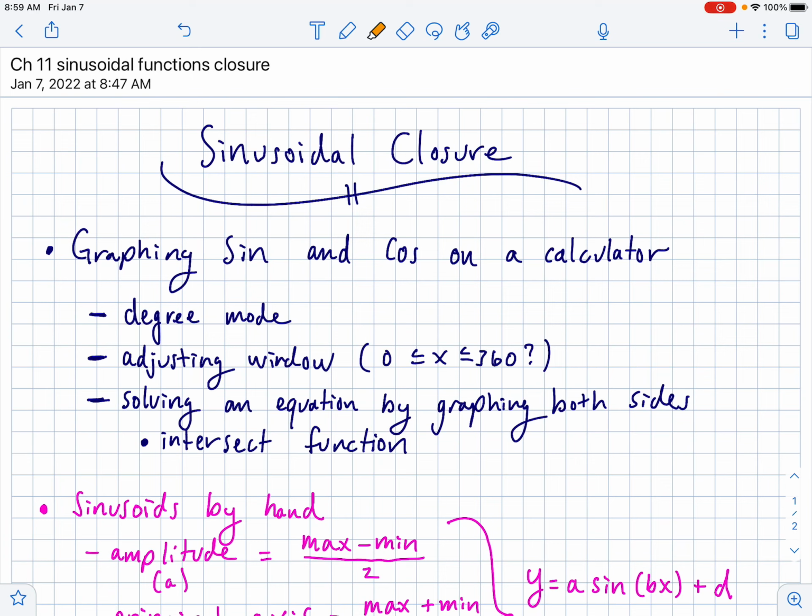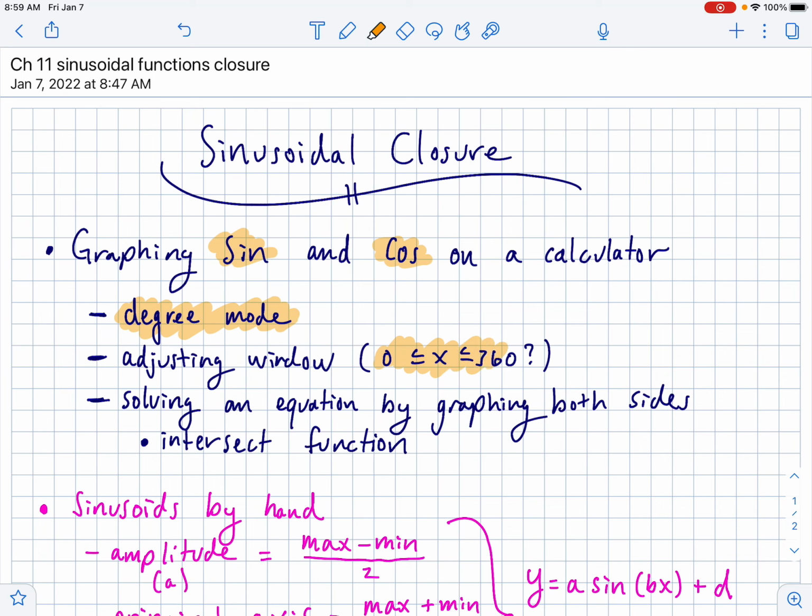The first thing we did in the chapter is I showed you guys how to graph sine and cosine on a graphing calculator. We mostly did this on a TI-84, 83. Please make sure your calculator is in degree mode. Remember, we did not do radians ever in this unit, so you should always be in degree mode. You should know how to adjust your window. I think that's the hardest part of graphing these problems, figuring out where the top and the bottom of the graph will be and then what the domain is.